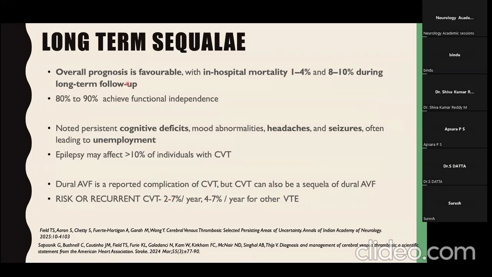Long-term sequelae: overall prognosis is favorable, and in-hospital mortality is 1 to 4% and 8 to 10% during long-term follow-up. 80 to 90% achieve functional independence. But in the long term, patients have cognitive deficits, mood abnormalities, headache, and seizures, often leading to unemployment. Epilepsy mainly affects more than 10% of individuals with CVT. The risk of recurrent CVT is around 2 to 7% per year, and the venous thromboembolism risk in these CVT patients is around 4 to 7% per year.